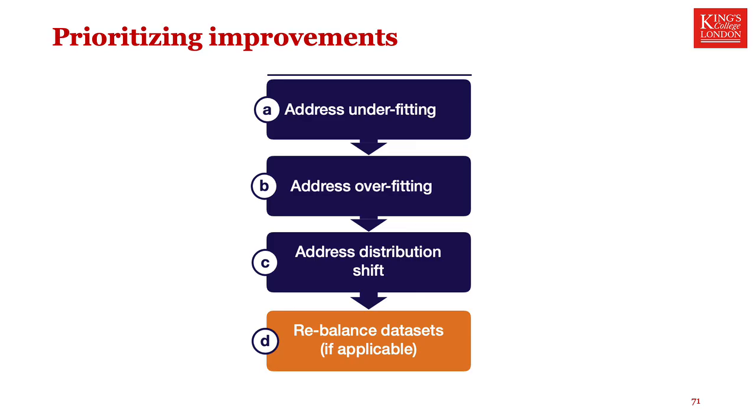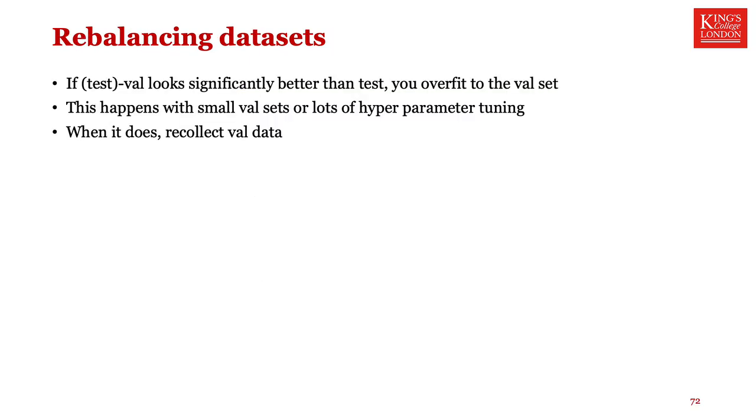In terms of prioritizing improvements, the last step is to rebalance the datasets, which might not be applicable. So rebalancing datasets occurs when your distribution on your validation set looks significantly better than on your test set. That normally means that you have overfit on your validation set. Overfitting on the validation set can happen primarily when your validation set is quite small and you have a lot of hyperparameters to tune.